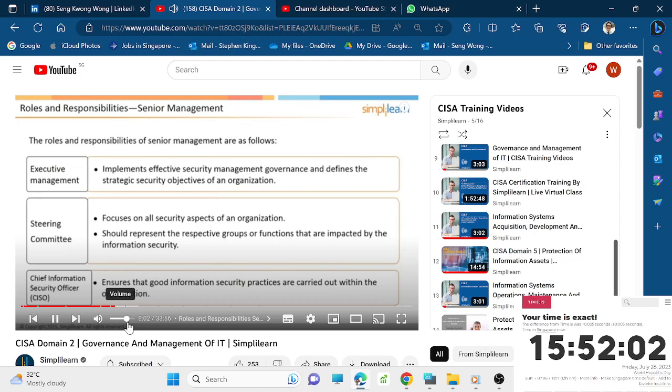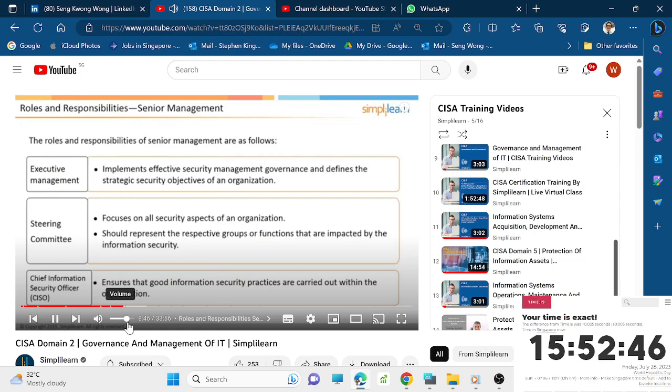The steering committee has the responsibility of focusing on all security aspects of an organization. The security committee should be representative of the respective groups or functions that are impacted by information security. This allows achieving consensus and trade-offs on matters of information security, such as priorities, plans, risks, controls, etc., while allowing better communication. The Chief Information Security Officer, CISO, ensures that good information security practices are carried out within the organization, such as ensuring employees take care of their passwords.